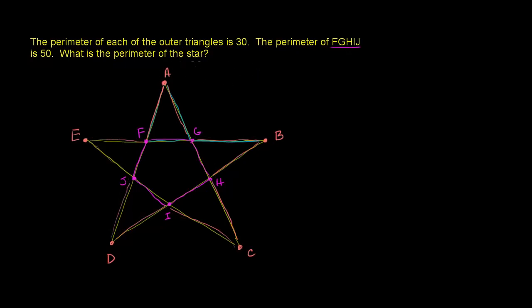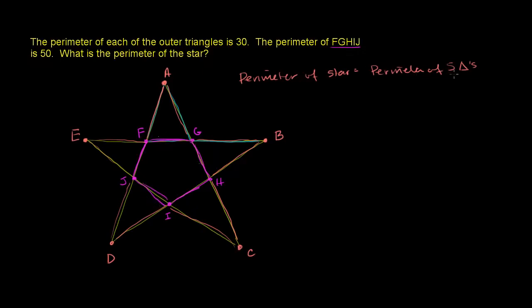Plus that, plus that, plus that, plus that. So the perimeter of the star, let me call this the perimeter of the star, is going to be equal to the perimeter of the 5 outer triangles, I'll just call them 5 triangles, minus their bases, right? If I take the perimeter of all of these guys, if I added it up, the part that shouldn't be part of the perimeter of the star would be this part, that part, that part, that part, that part, and that part. Those aren't part of the perimeter of the star.